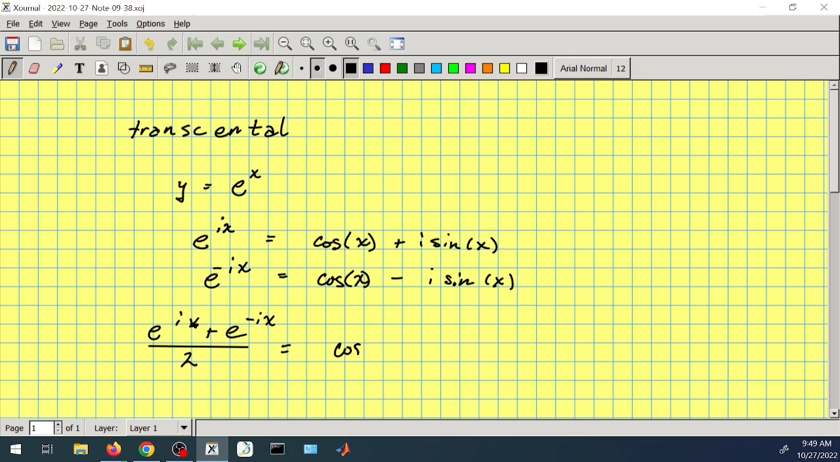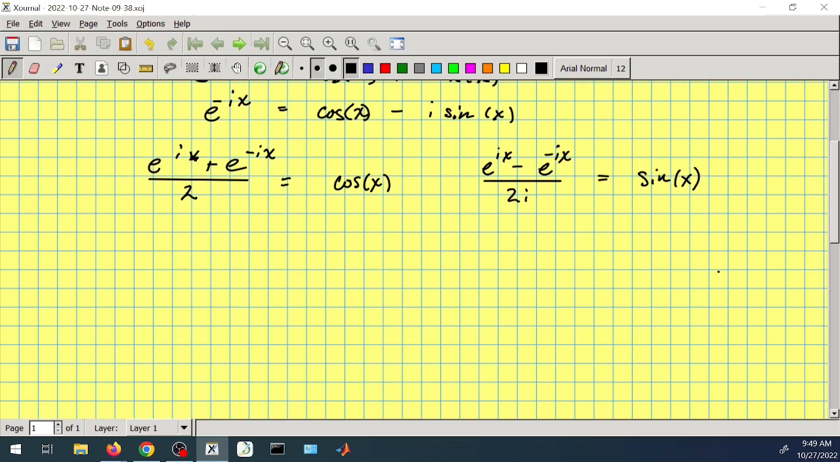Okay, so this is cosine, but what if we subtract them? e to the ix minus e to the minus ix. What do you get? 2i sine x. So we divide both sides by 2i. Oh, that's the definition of sine and cosine. This is the actual, honest-to-goodness definition of sine and cosine.